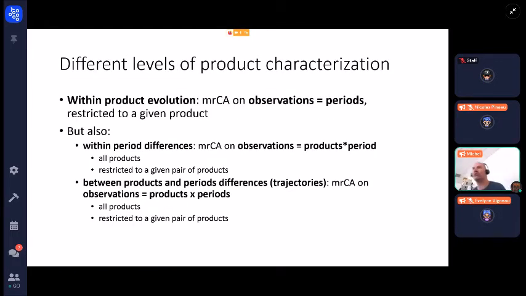So I showed you how to study within-product evolution with MRCA, considering observations as periods. But you can also study within-period differences. In this case, observations are products across periods. Or you can also study between-product and period differences, so trajectories. In this case, observations are products across periods. And this analysis can be performed on the whole product spectrum, on all products, or restricted to a subset of products, for example, a given pair of products.